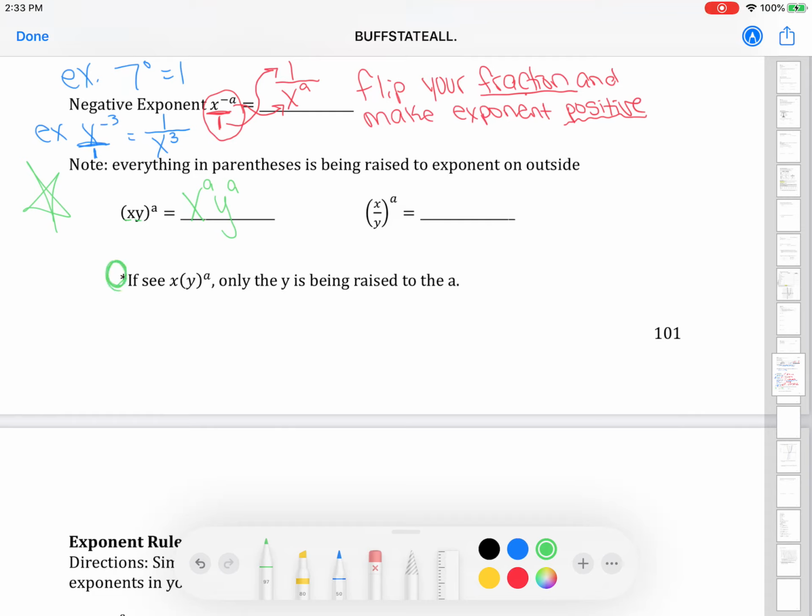Before even looking at that next line, look underneath it at this little star on the bottom. If you see x, then parentheses y to the a, notice only the y is in the parentheses, so that means only the y is being raised to the a. The x is not. Okay, so it's all about where your parentheses fall to see what's being raised to the certain exponent. So this one over here, x over y to the a, the x and the y are both in parentheses, so they're both being raised to the a.